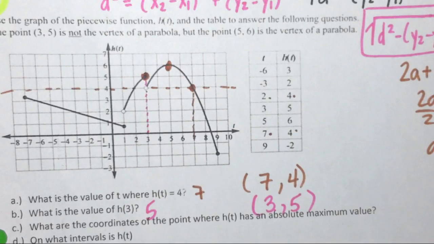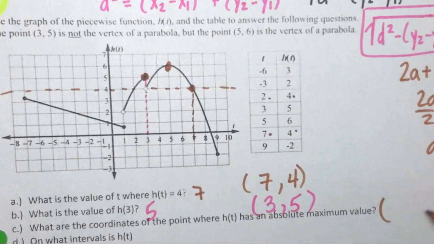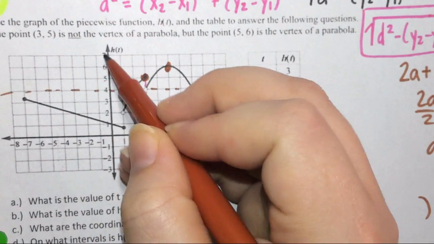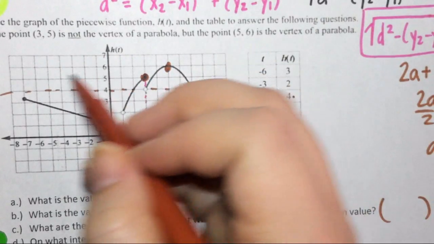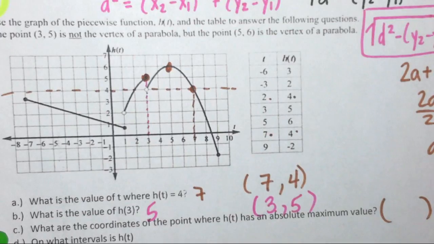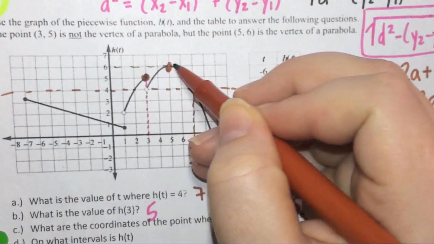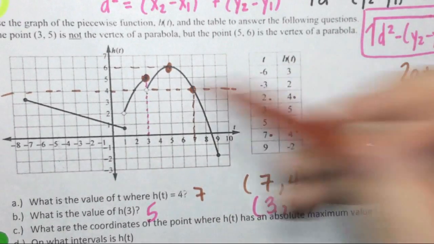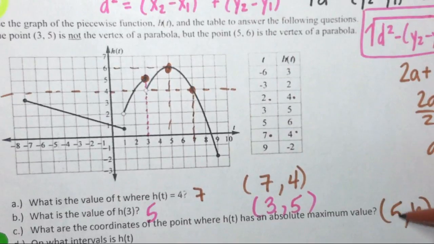The next one is nice. What are the coordinates of the point where h of t has an absolute maximum value? So they want the x and the y value. If we're at the highest point we reach on this y-axis, where's the highest we can touch on the y-axis? Is it 5 or is it 6? It's 6. We can reach over at 6. So the y-coordinate's for sure 6. What is the x-coordinate then? 5. So our point is 5, 6.